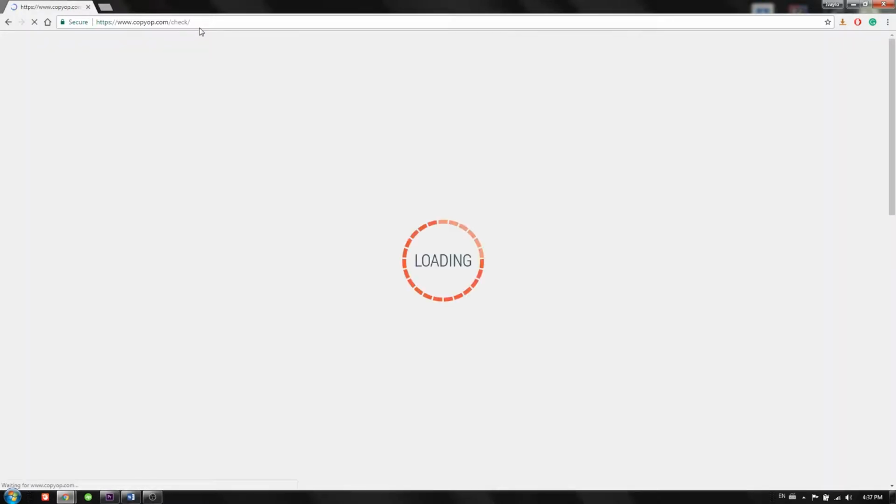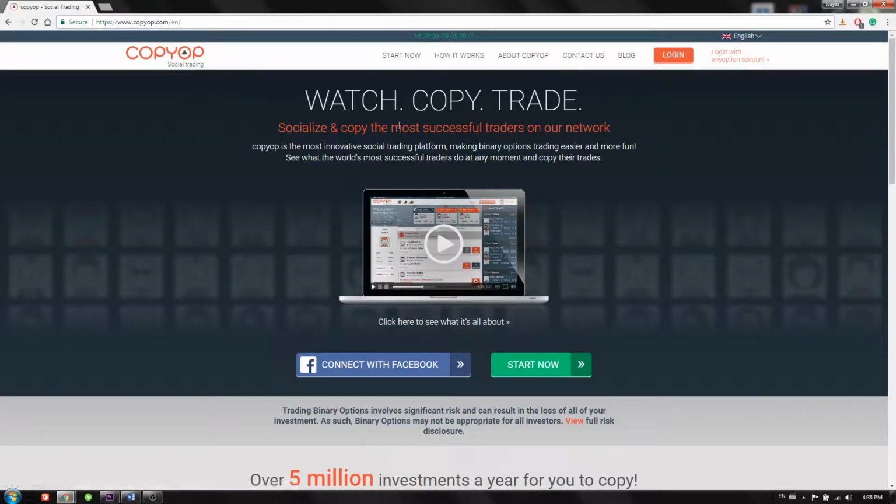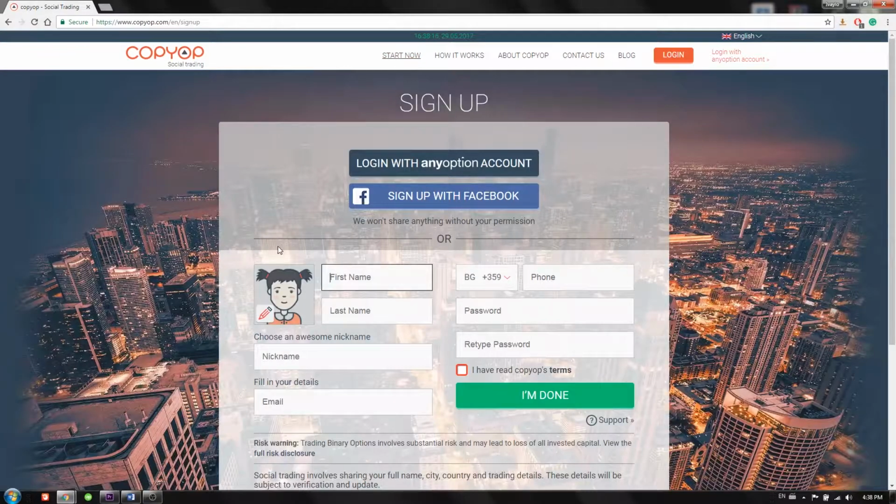CopyOp.com. The first thing that we can see on the landing page is the large amount of languages you can choose from. You must be logged in if you are going to trade.